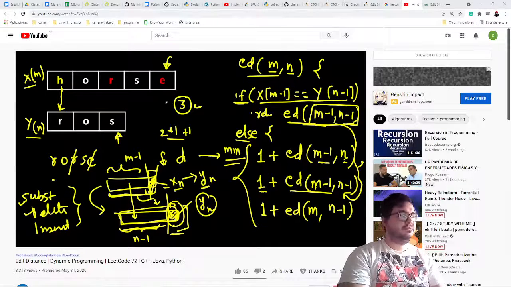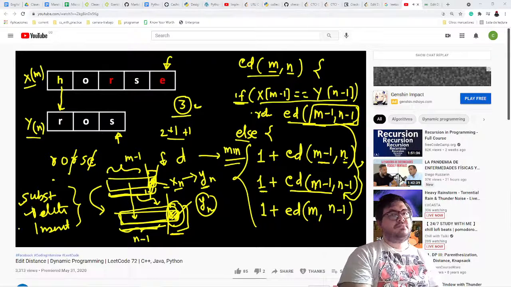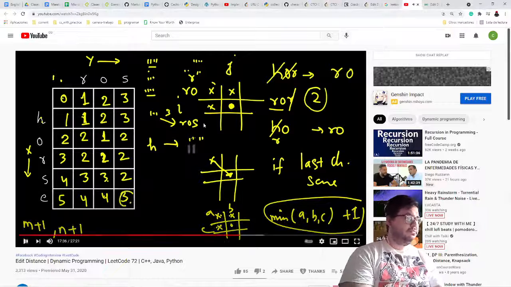Let me come here. So these are the three edits. One is substituting H with R, then deleting R and E, and that is what we got here.